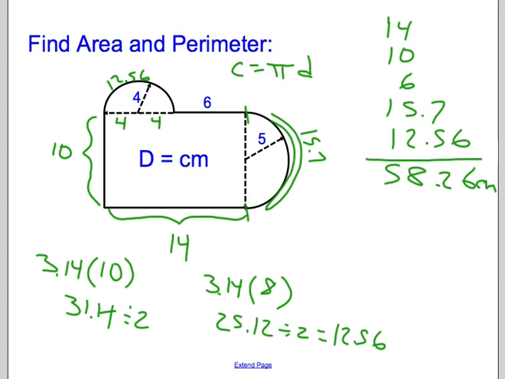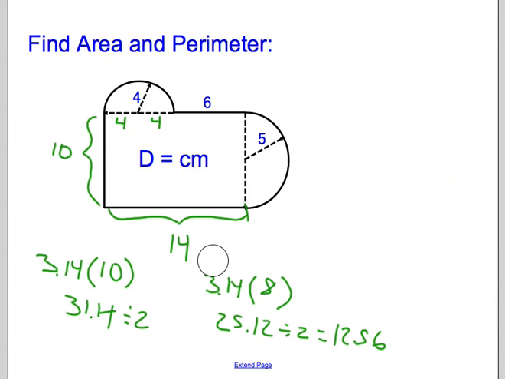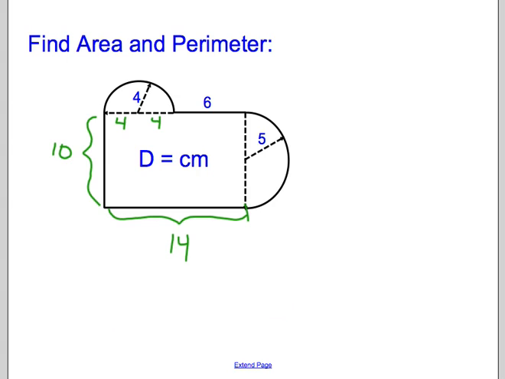Okay, so that's perimeter. That's the distance around. Now we're going to erase all that so it just cleans it up a little bit. I will leave the 14, but let's get rid of everything else that's part of the circumference. Okay, area of a circle. So it's pi r squared.